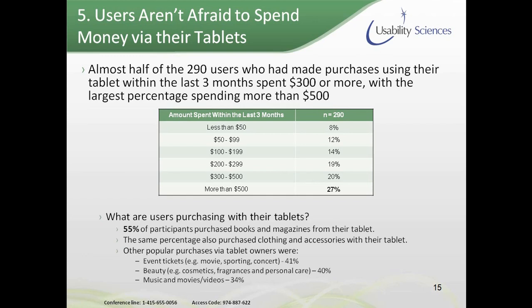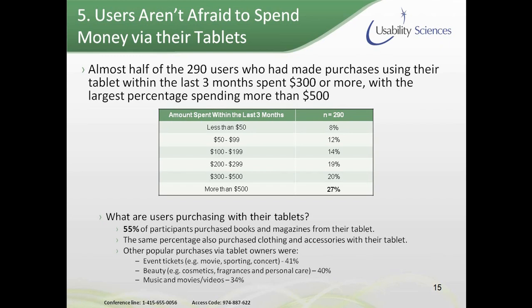So what are users actually purchasing when they're making purchases on their tablets? Well, 55% of our participants said that they typically purchase books or magazines for reading, again, because of that large screen, so it's much easier to read, plus the portability makes it easy for them to access. But also the same percentage of users said that they typically purchase clothing or accessories with their tablet. So there's a big opportunity out there for retail sites to show vibrant images via tablets and help users make those buying decisions.